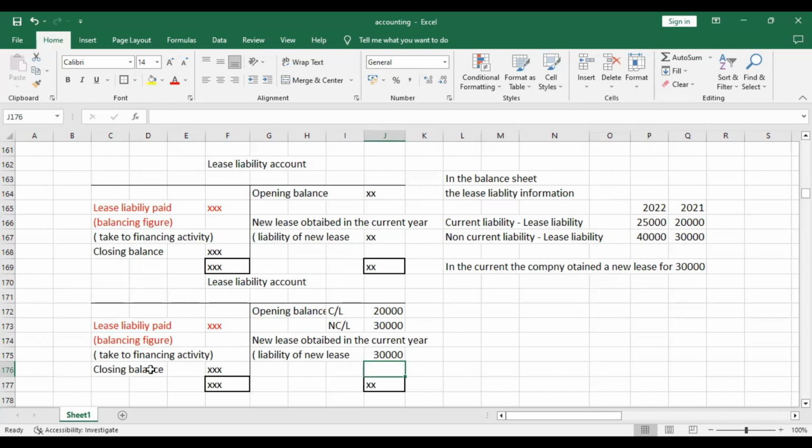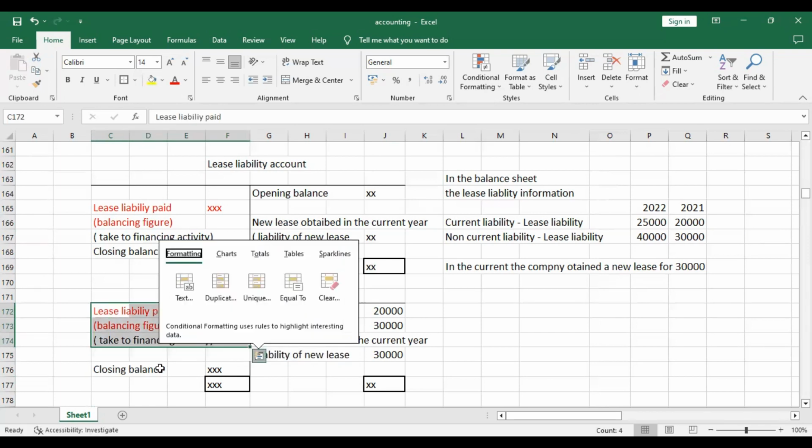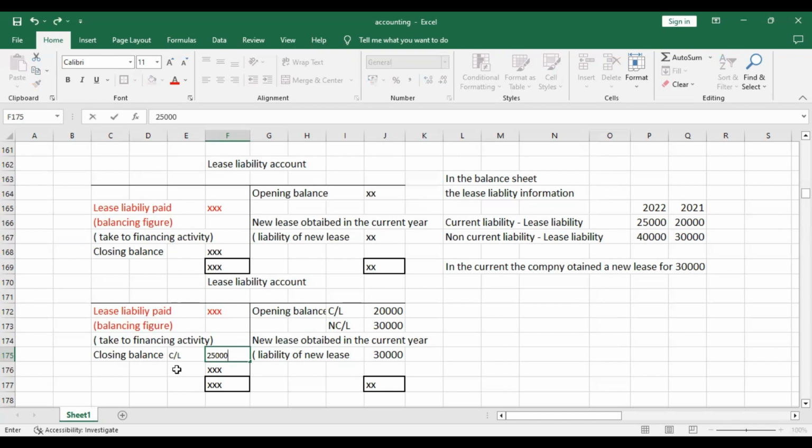Then what is the closing balance? Closing balance, you have to take both current as well as non-current. Both you have to take. Understand? So closing balance, current liability: how much is given to you? Closing balance, 25,000 current liability. Non-current liability, how much is given to you? Non-current liability, 40,000. Both you have to take.